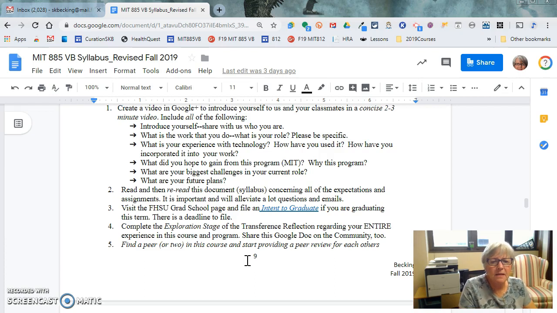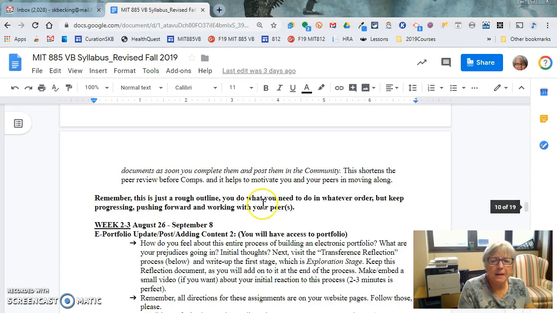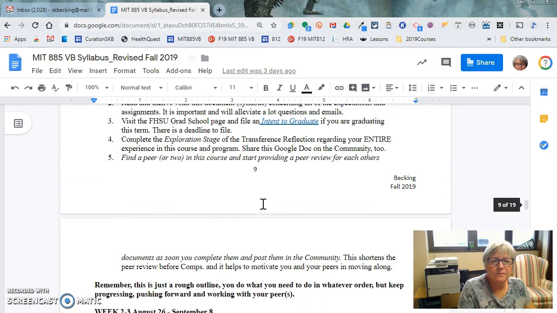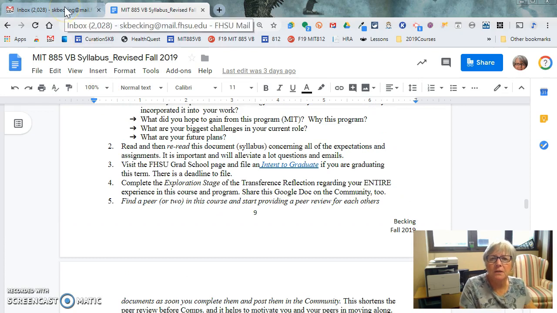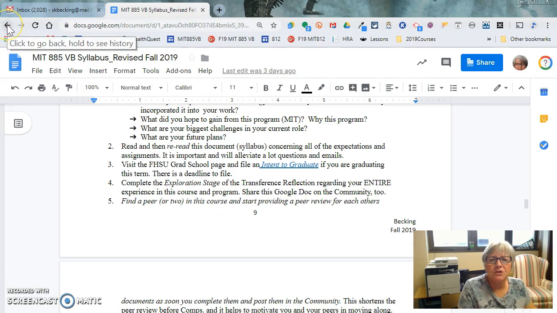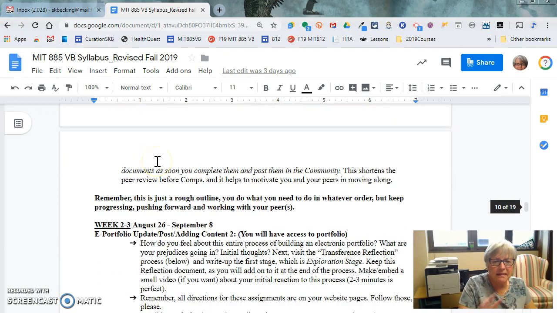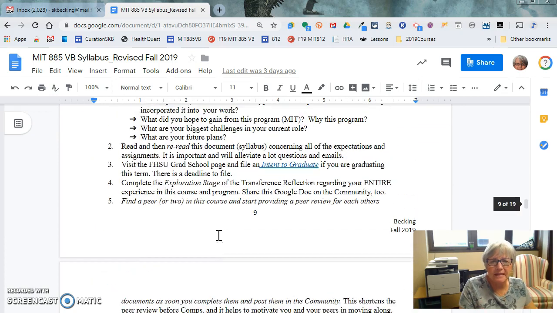And then I'd like for you to find the peer reviewer or two that you want to work with, and get the information about how you can best communicate with one another and get to know them a little bit. So that's this week. That's all I want you to be involved in this week. Next week, weeks 2 and 3, you'll be doing some other things, and you can see that in the syllabus as well.